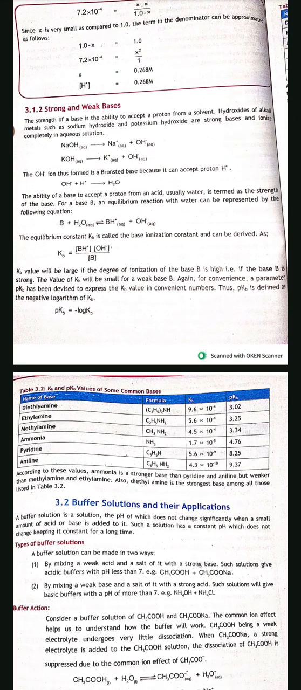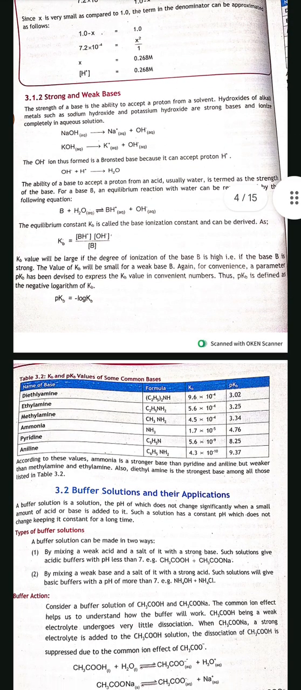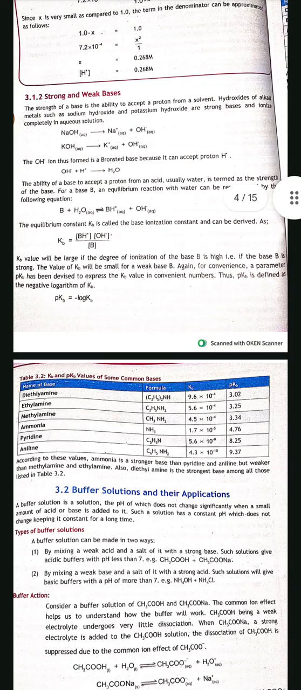Now we will talk about the strong and weak bases. So the strength of base is the ability to accept a proton from a solvent. Hydroxides of alkali metals such as sodium hydroxide and potassium hydroxide are strong bases, ionized completely in aqueous solution. NaOH gives us Na+ plus OH-. KOH gives us K+ plus OH-. So the hydroxide ion thus forms a strong base because it can accept proton. OH- plus H+ gives us H2O.